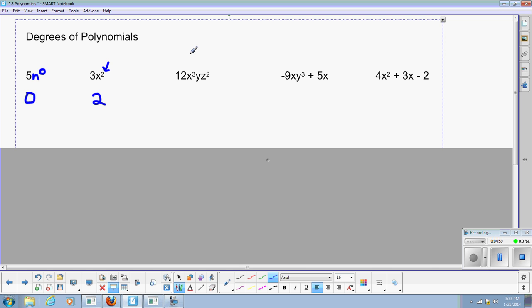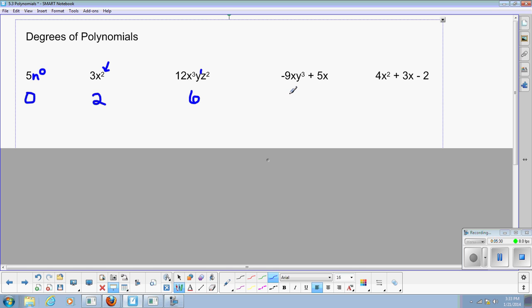I have another monomial here. I have 12 x cubed, y, that's y to the first, and z squared. So how do I determine the degree when I have more than one variable? Since this is a single term, I will add up the exponents that I see. 3 plus 1 plus 2, that means this term has a degree of 6. I'm adding the exponents that I see on the variables.